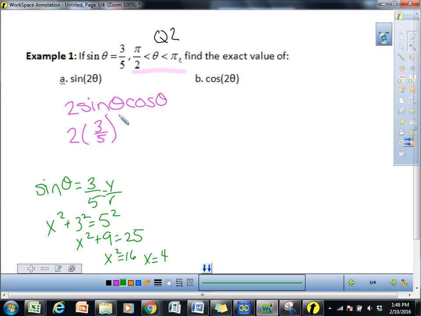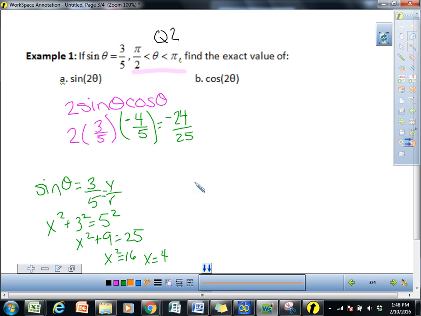So cosine theta is going to be x over r, which is 4 over 5. And I'm in quadrant 2, so cosine is negative in quadrant 2. So that's going to simplify to negative 24 over 25. You could have also used Pythagorean identity if you preferred. Alright, cosine 2 theta now.